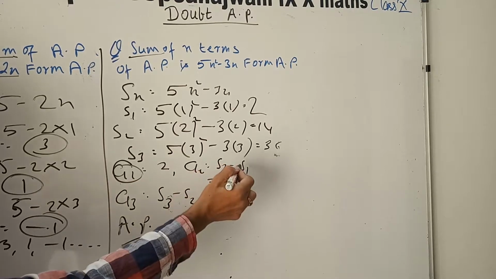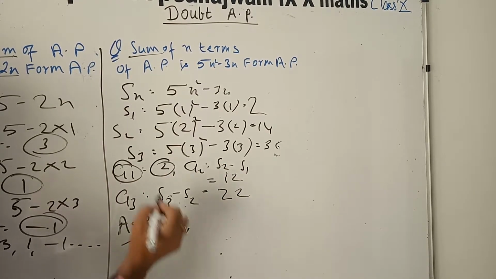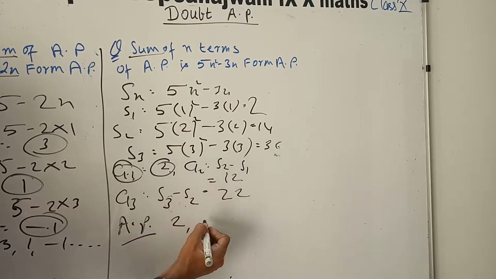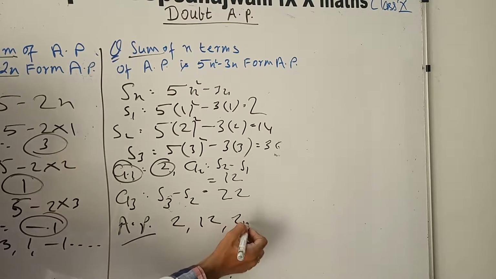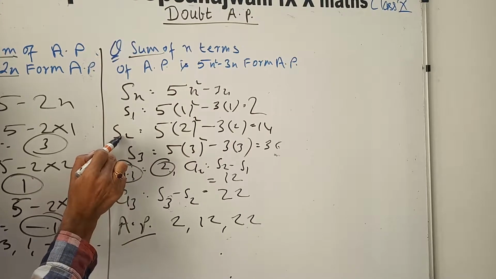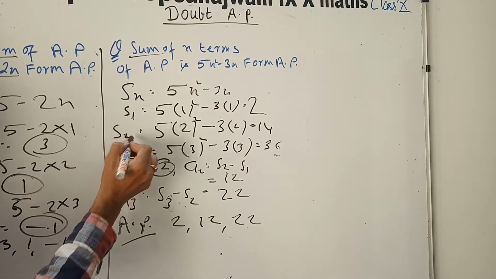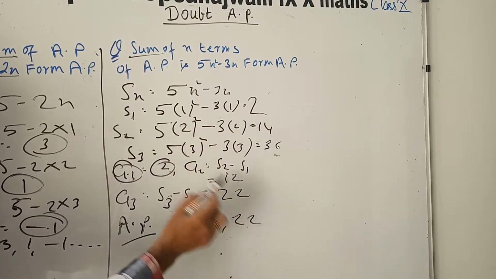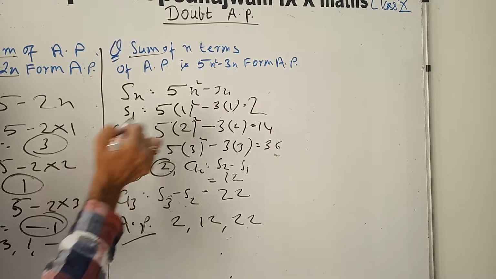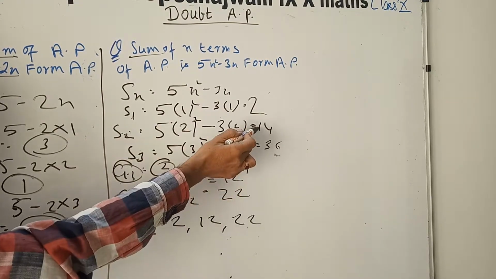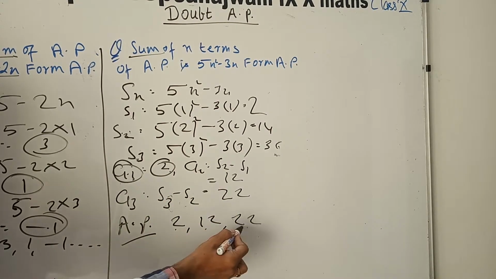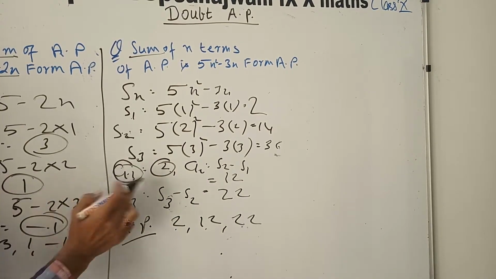The first term is 2, the second term is 12 and the third term is 22. You understood how? The first term is S1, but S2 is not the second term. S2 is the sum of the first term and second term. So 14 minus 2, 12 is the second term. Now the third term: sum of the three terms minus sum of the two terms, S3 minus S2, 36 minus 14, 22. So the required AP will be 2, 12, 22. So you understood the difference between these sorts of questions?